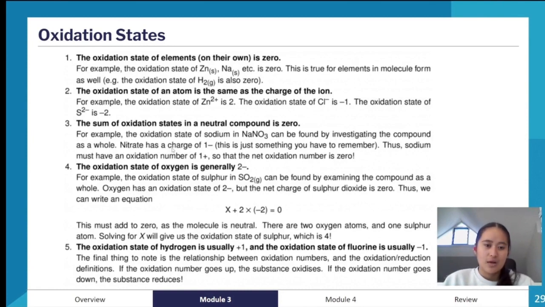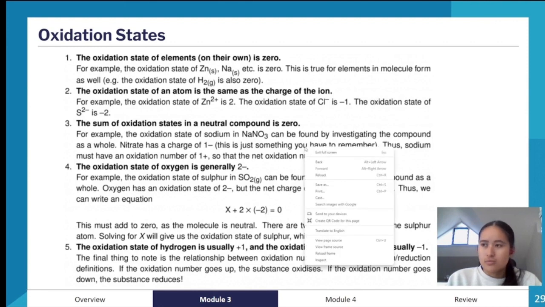And yeah, oxidation state of hydrogen is usually +1, and oxidation state of fluorine is usually -1. So those are the general rules for oxidation states. You'll just need to remember them. The more that you look at redox questions, the more that you'll remember these rules, really. So we'll just move on.